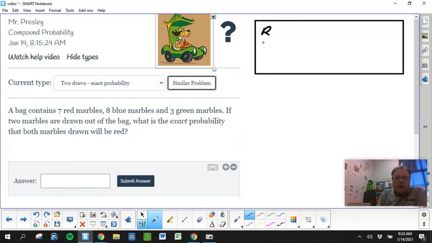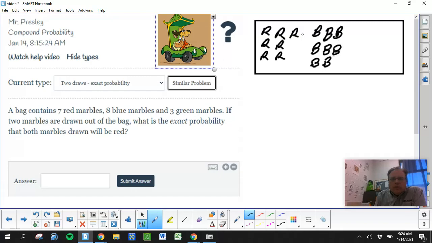All right, so 7 reds. Now, you may not like writing this way. You don't have to. A lot of this you can kind of hold in your head. Me, I like drawing it. 8 blues, B for blue. Same thing as last time, I'm just putting letters to represent. I need 3 more. All right, so let's double check. 7 reds, 8 blues, and 3 greens.